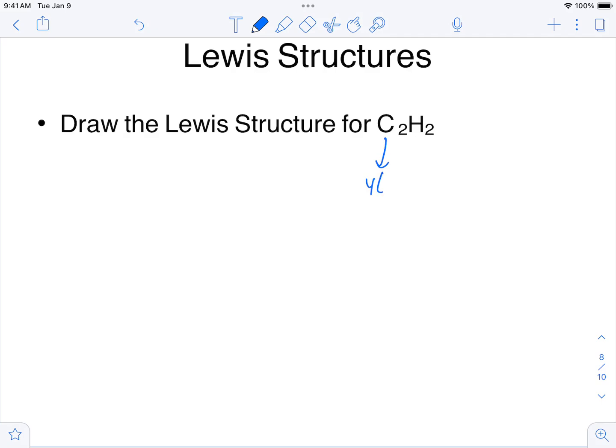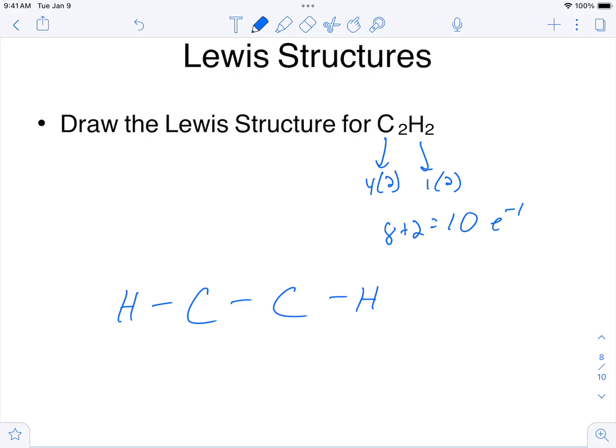How about for C2H2? Looks like we have 10 electrons to use. We have more than one carbon, so they're both going to be central. And then we have two H's. Again, be symmetrical when you can be.